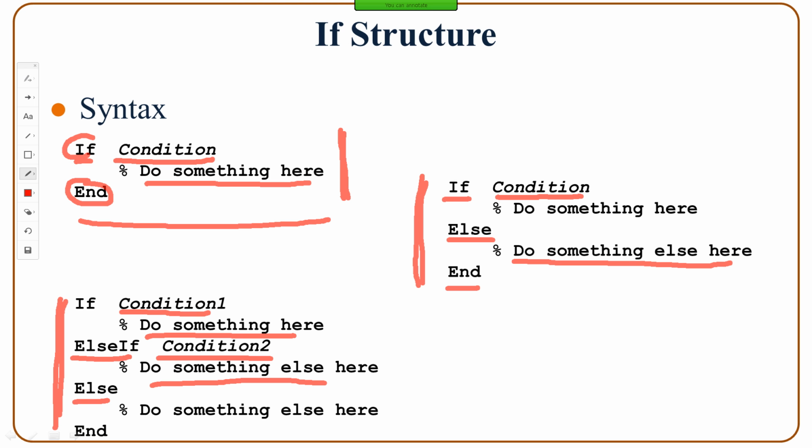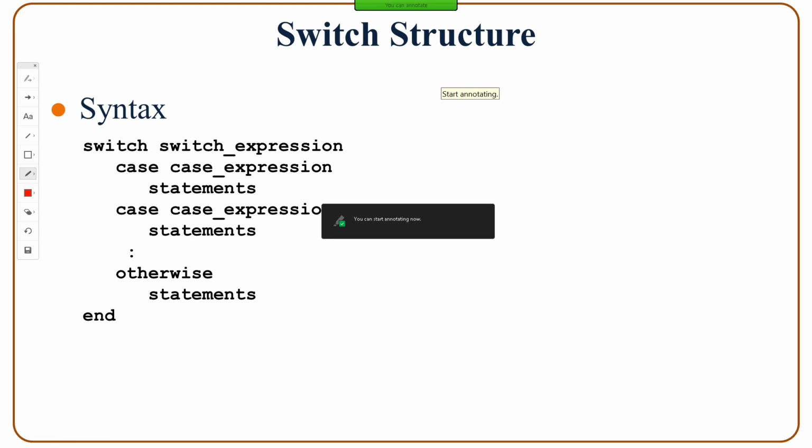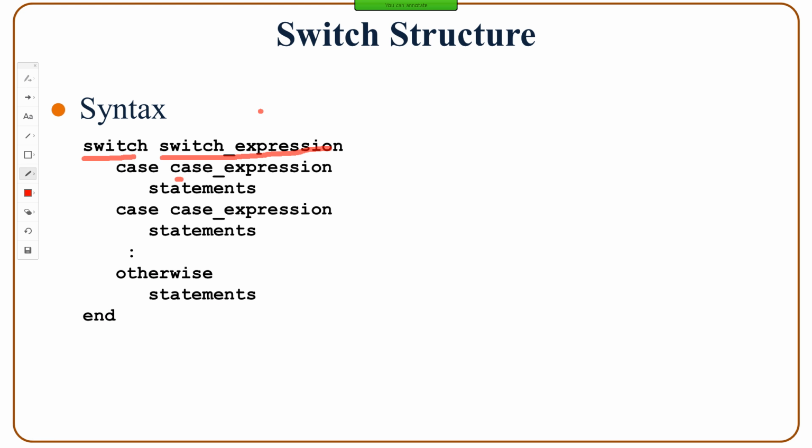The switch structure is also a branching structure, just like if. So switch compares a switch expression to each case expression, and if the switch expression is equal to the case expression, then run some statements. Otherwise, check the next case expression. If it's true, then run some other statements, etc. You may have multiple case branches, and at the end you have otherwise. So otherwise, run some other statements. So this is a simple example.